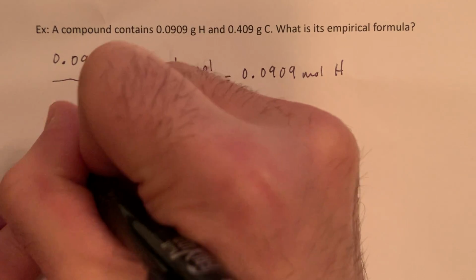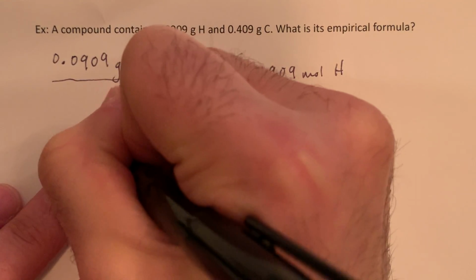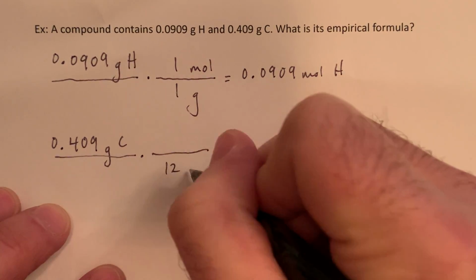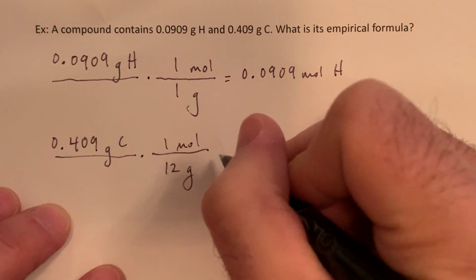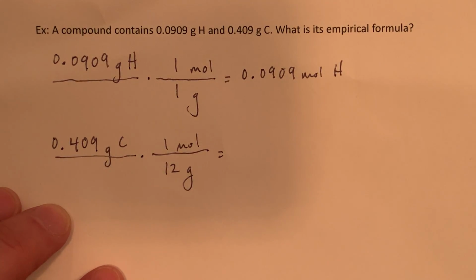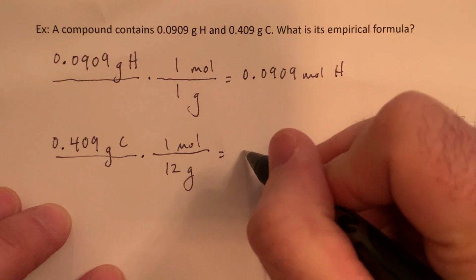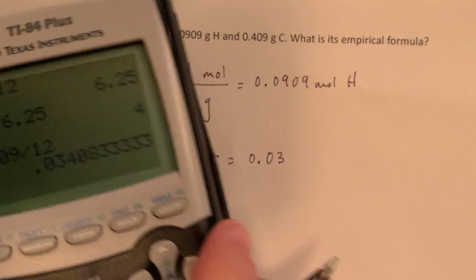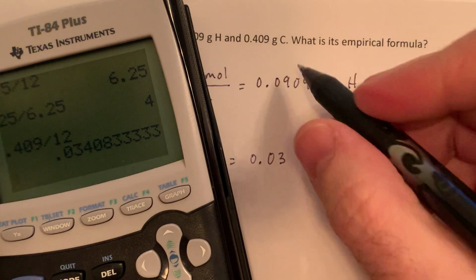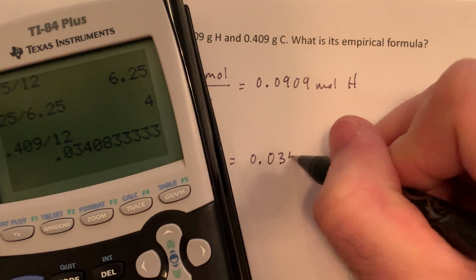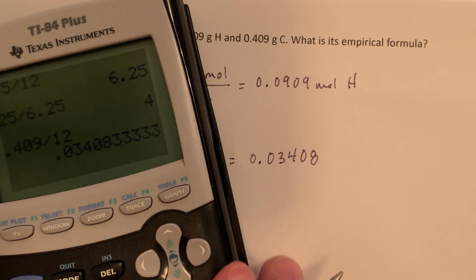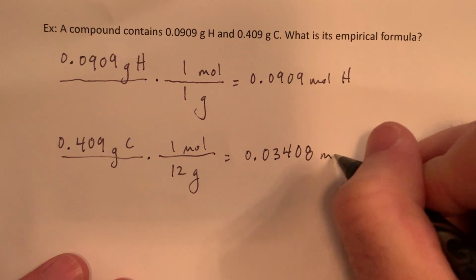Okay, and we have 0.409 grams of carbon. Okay, we look up carbon, we get 12 grams of carbon for 1 mole. And we get, let's see, a long decimal. So 0.03, so this is the decimal. So I'm gonna go 0.03408 should be enough, I think. Okay. This is moles of carbon, right?